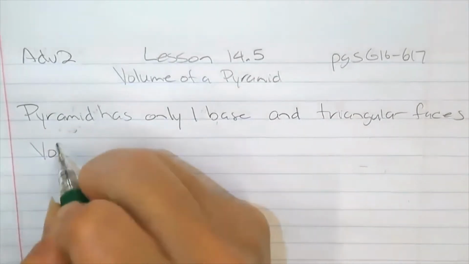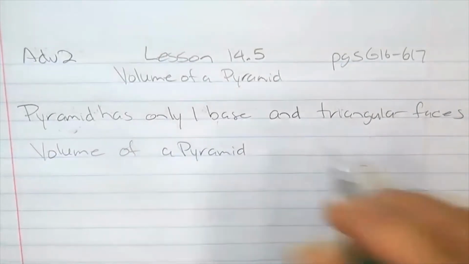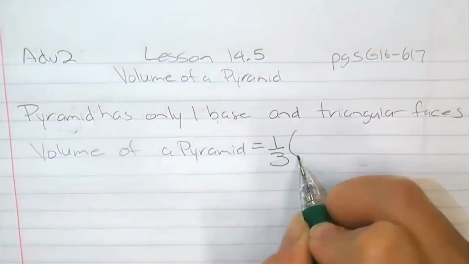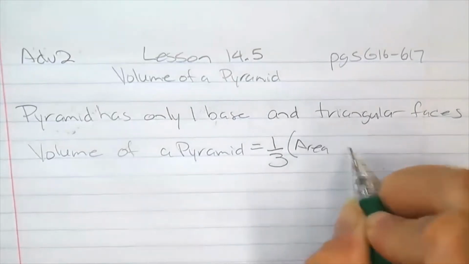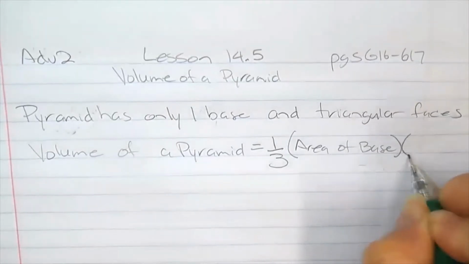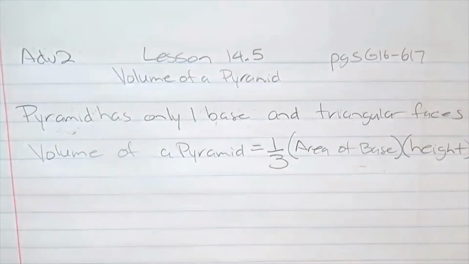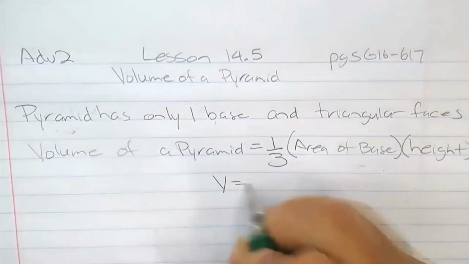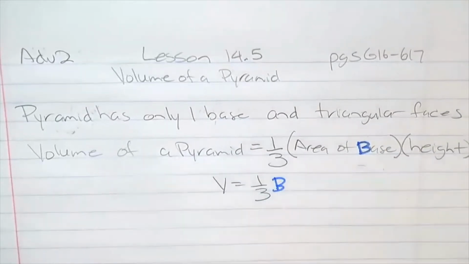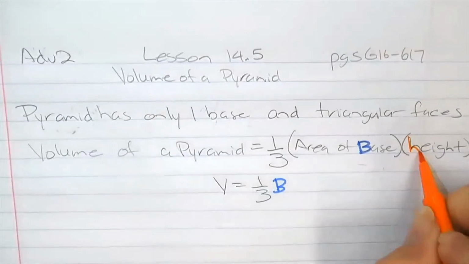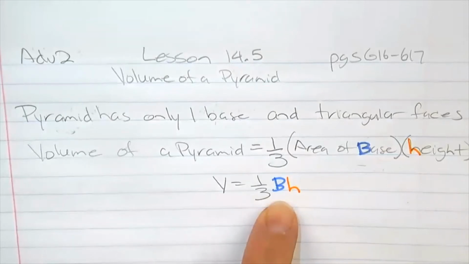So let's talk about the volume of a pyramid. The volume of a pyramid is equal to 1/3 the area of the base times the height of the pyramid. And what it looks like, volume equals 1/3 the area of the base times the height of the pyramid. So this is the formula for volume of pyramids.